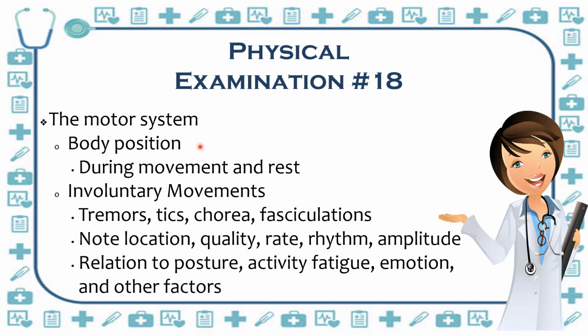As you assess the motor system, focus on the body position. Observe for involuntary movements, and characteristics of the muscles like the bulk, the tone, the strength, and the coordination. Observe also for tremors, tics, chorea, fasciculations, and note the location, quality, rate, rhythm, amplitude, and relation to posture, activity, fatigue, emotion, and other factors.